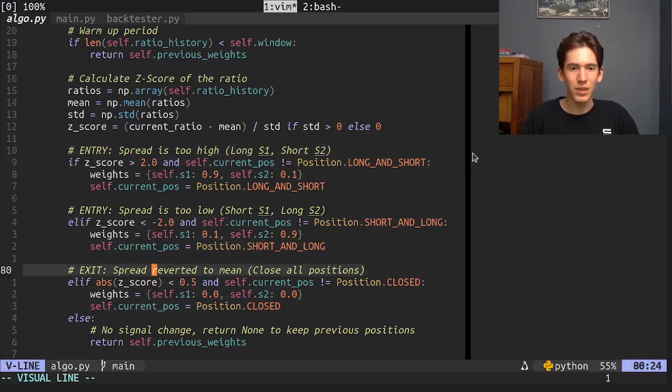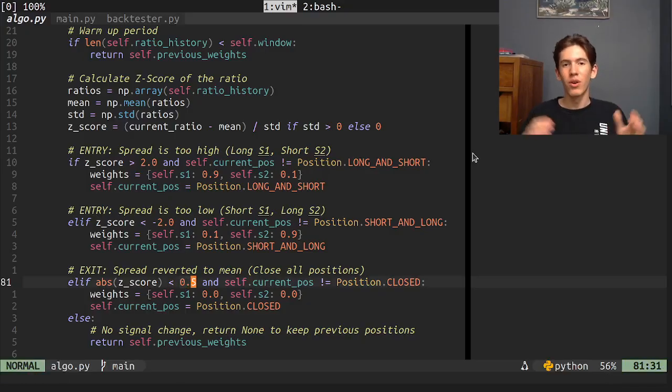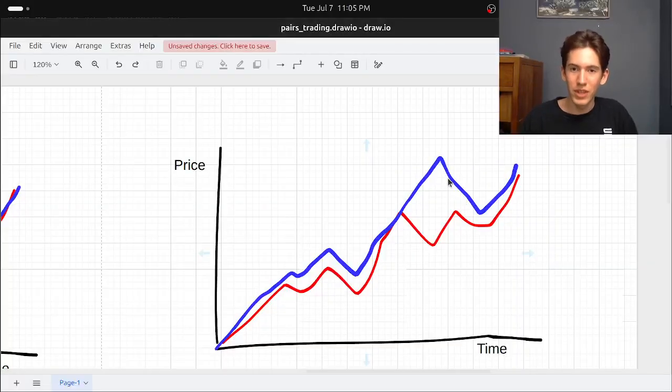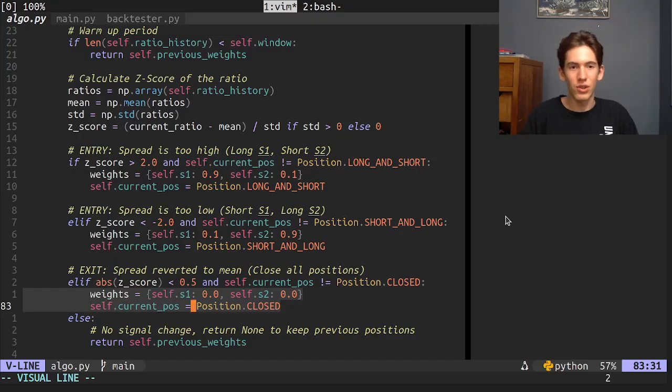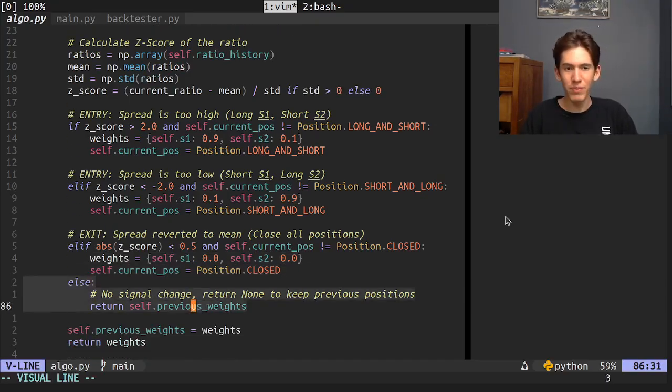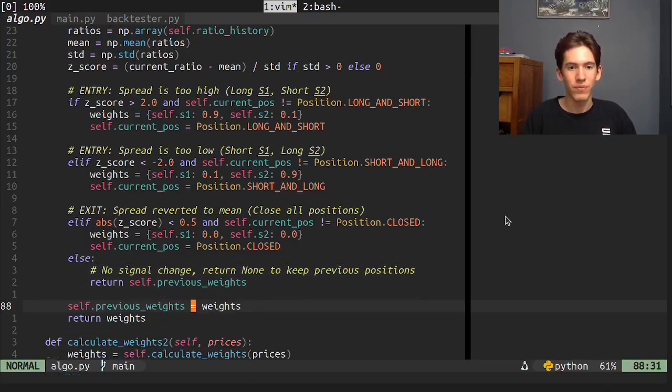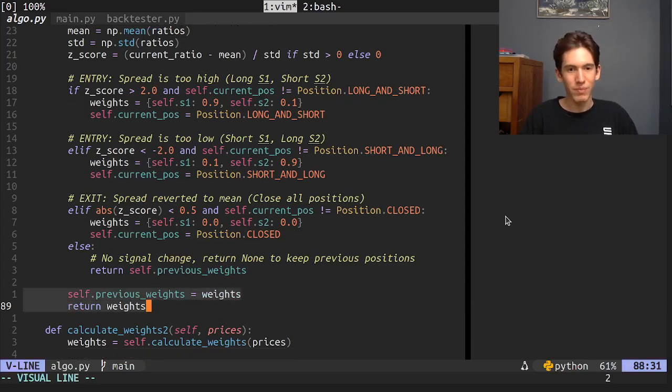And finally, to exit the market, we would check if the absolute value of our z-score is less than 0.5. So are we centered around 0? Are we close to 0? And if we are close to 0, close out the market. We've captured these movements, and we're back to the normal, the expected ratio that these assets are trading at. And finally, just return previous weights if none of those statements hit. Then record the weights and return them for that day.